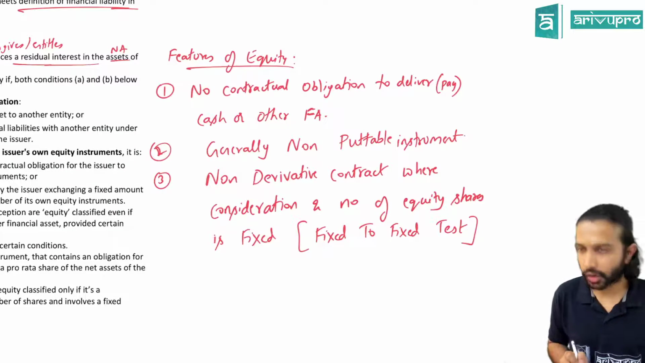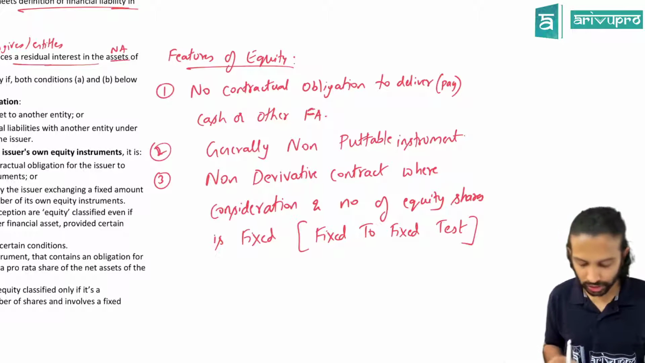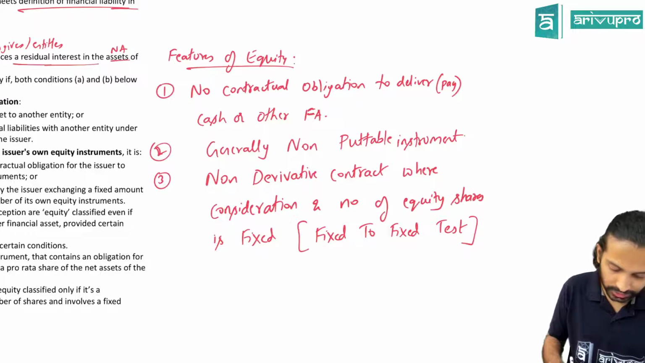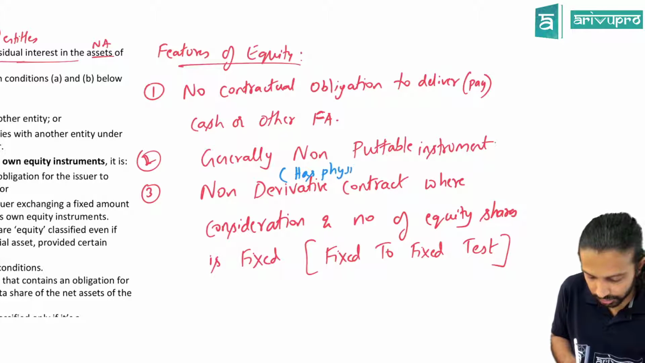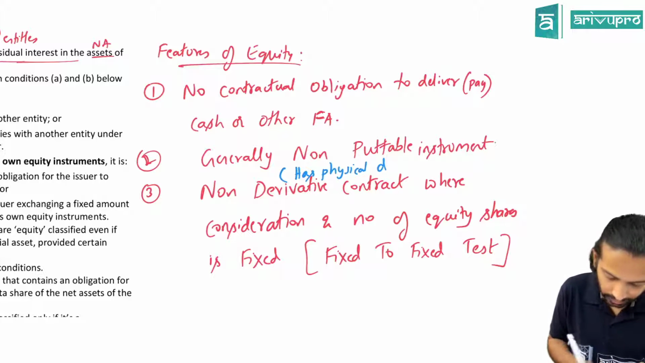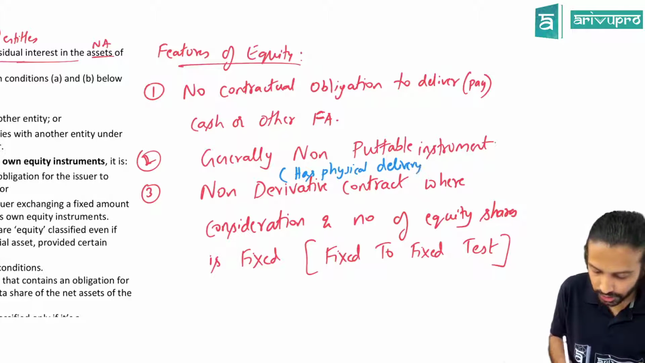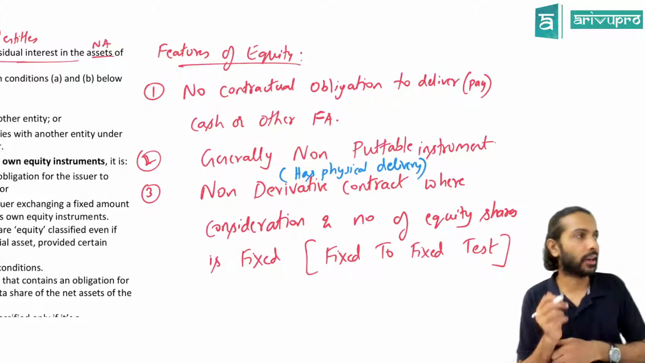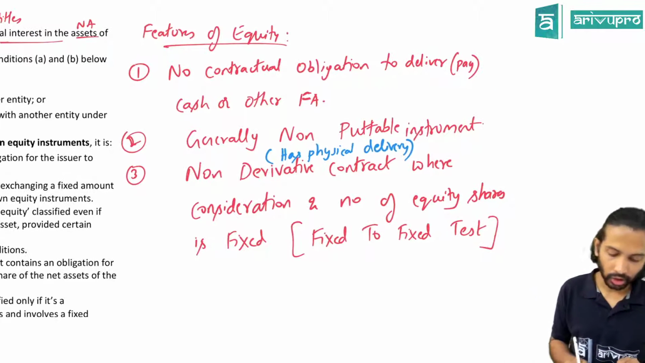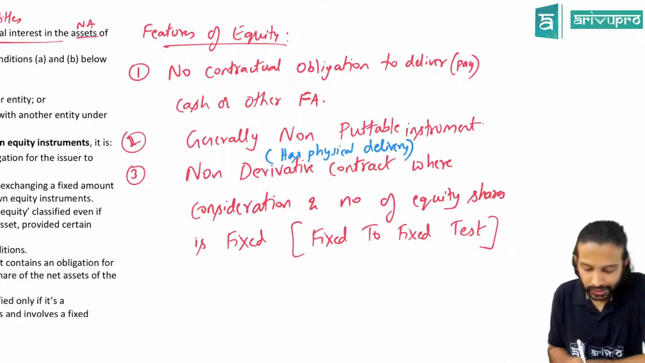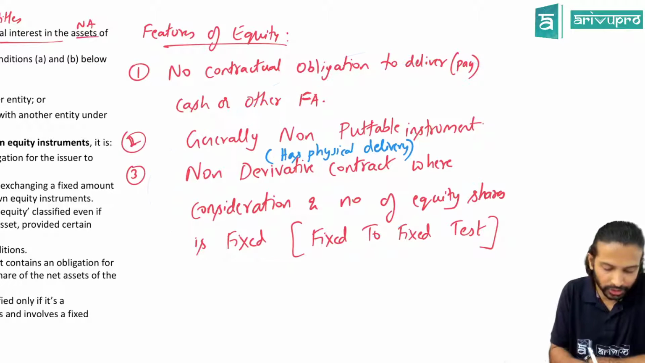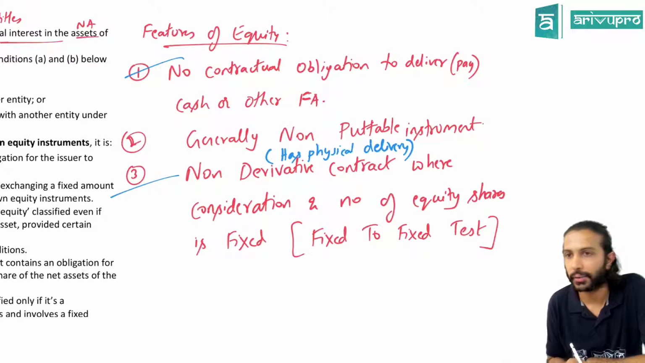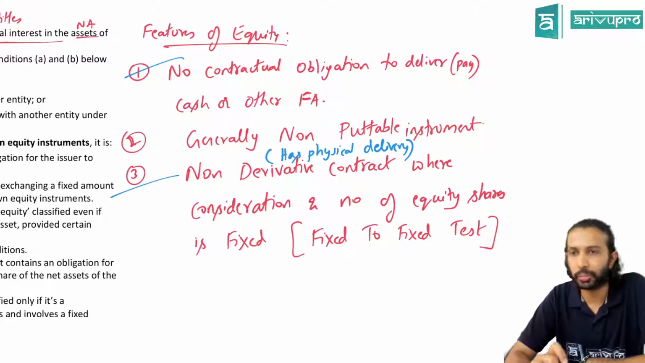A non-derivative contract. Non-derivative contract means what? It involves physical delivery. Has physical delivery, if you want you can write it in layman terms. Generally, derivatives don't have physical delivery of instruments. We are only interested in gain or loss related to those instruments. So, a non-derivative contract should be one where the consideration and the number of equity shares is fixed. This is what you will remember. These 2 points are very important for your case, sir. Points 1 and 3, you will be quoting them and writing them in most of your case studies.